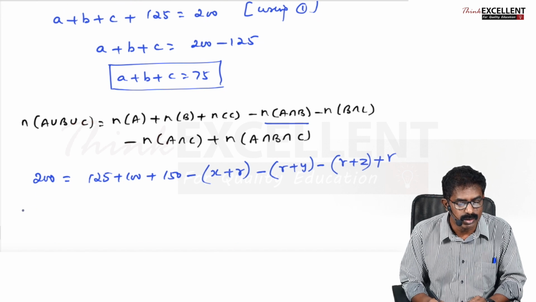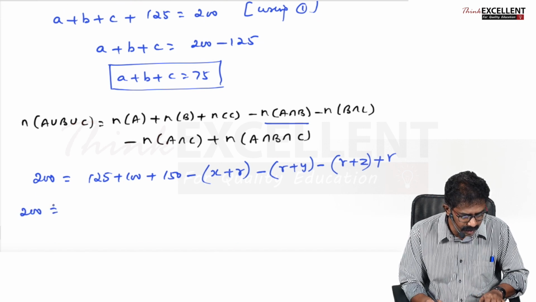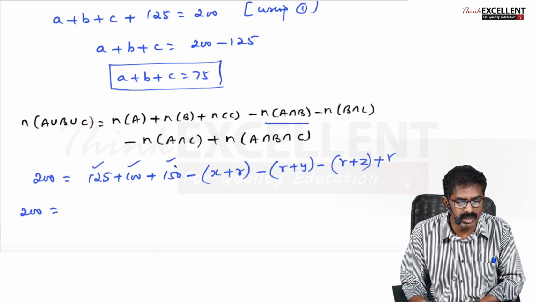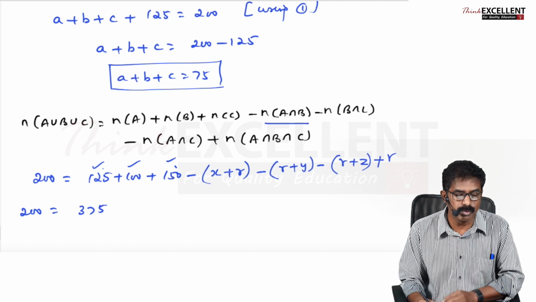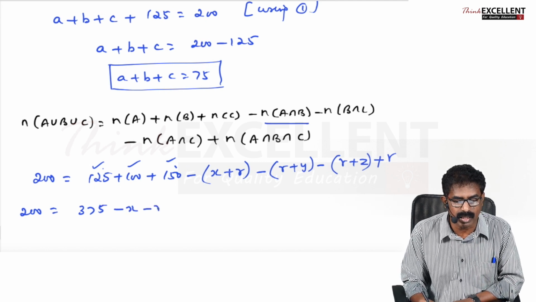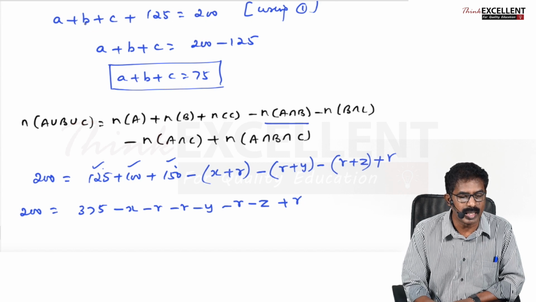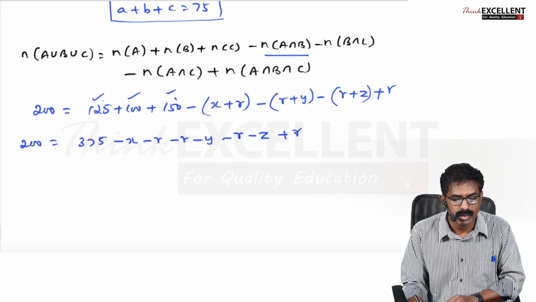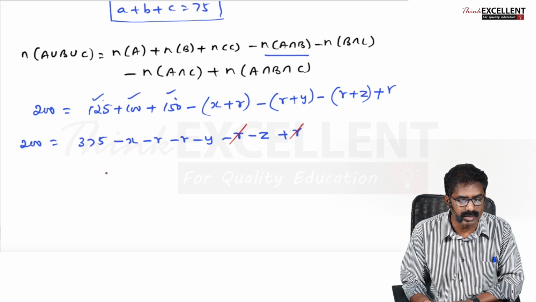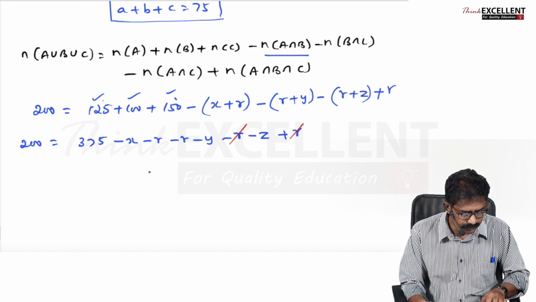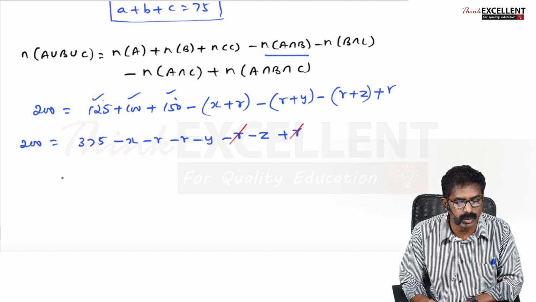Now please listen here. So 200 is equal to, you add all these things, 100, 100, 100, 300, 50, 25. So 375. Now since minus is there, by that minus you multiply. So you get minus X, minus R, minus R, minus Y, minus R, minus Z. Last one, 1 plus R is there, right? You can cancel this plus R and minus R. See what you have? 375.